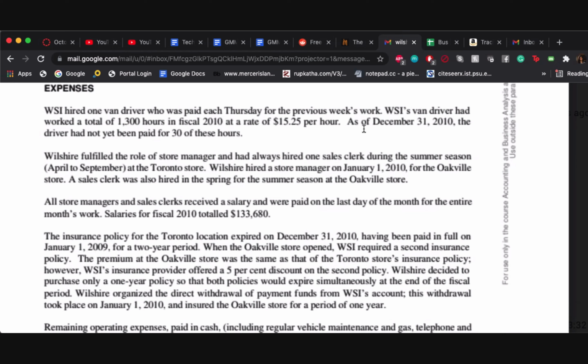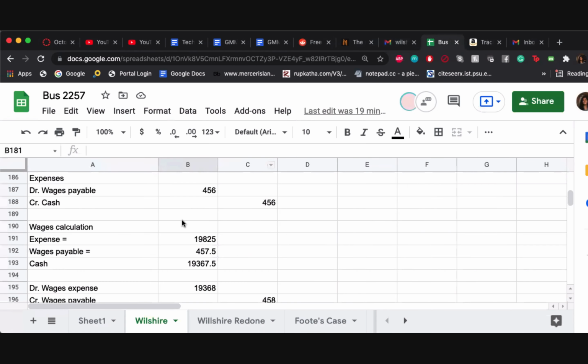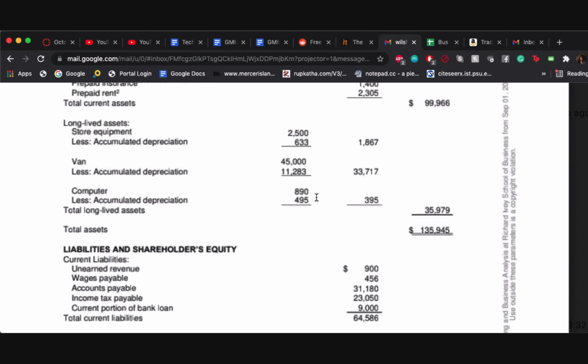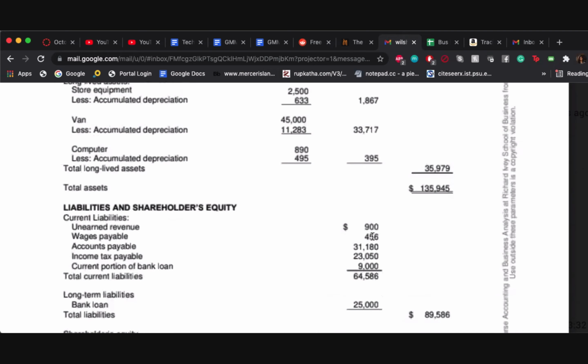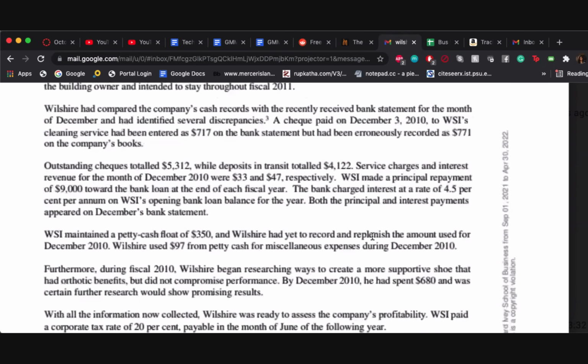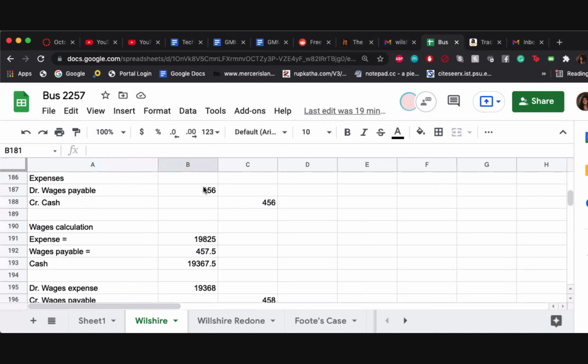Similarly, we see here that as of December 31, he had not been paid for 30 of these hours. We're not going to pay him for these right now. They're going to carry into the next financial year, so we'll put them into our wages payable. So let's go down to the balance sheet and see if we have any payables. We do, so we have 456. So we're going to come and pay those off. We credit cash, debit wages payable to clear out that account.